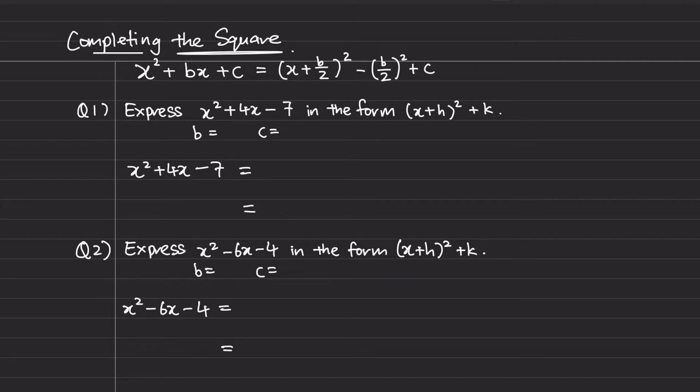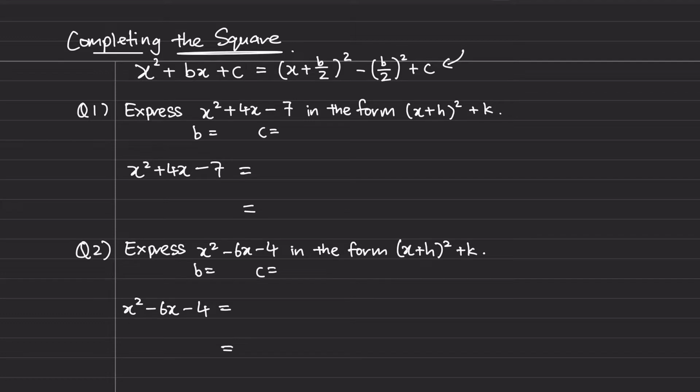So all in all, you just need to remember this formula over here, and you need to identify what is the b and the c. So what are they? b is the coefficient of x, which is the number to the left of x, and c is a constant term.